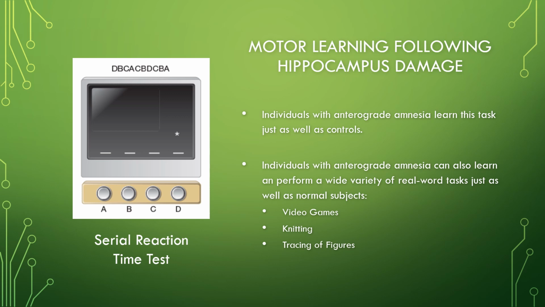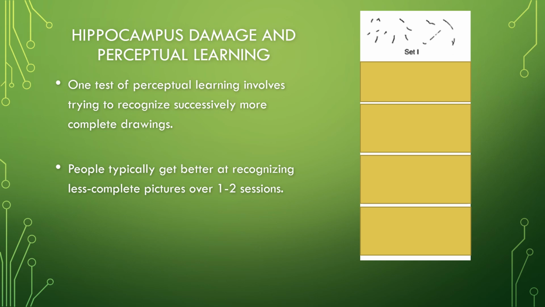And so if you ask somebody to learn something and get better at it that is completely motor memory, like knitting or playing a video game or tracing the same pattern over and over again, they can do that just as well too. So there is an increase in skill and a demonstration of some sort of memory for how to do this, based off of the fact that they get better. So the third type of learning that we need to talk about is perceptual learning.